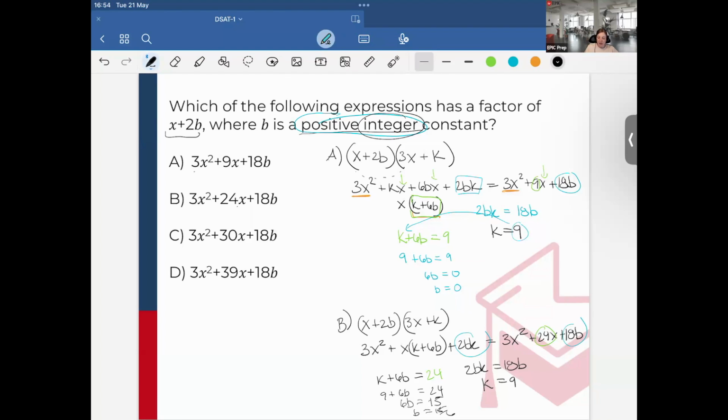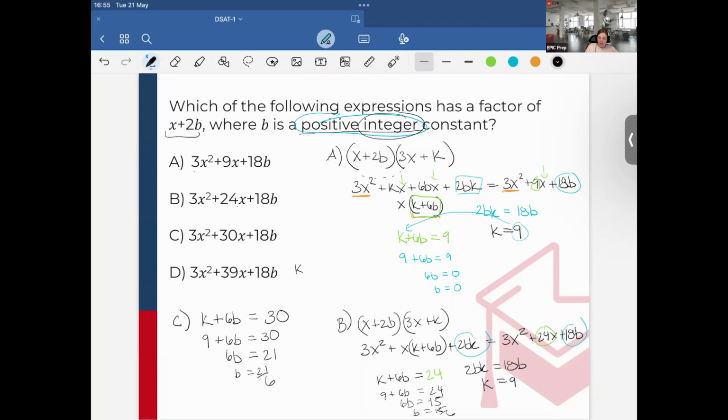But you can see, so for C, basically all I have to do is take k plus 6b and put that equal to 30. And then k is always 9. And then this one would be 6b is equal to 21. This will also give me a fraction. So therefore it must be D.